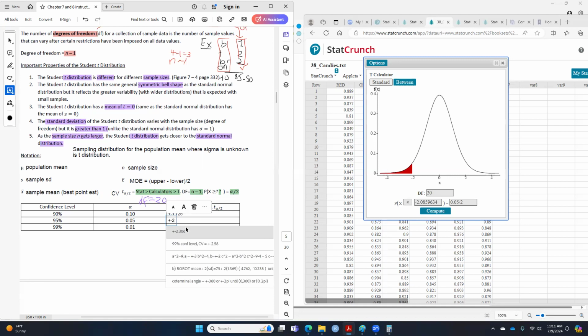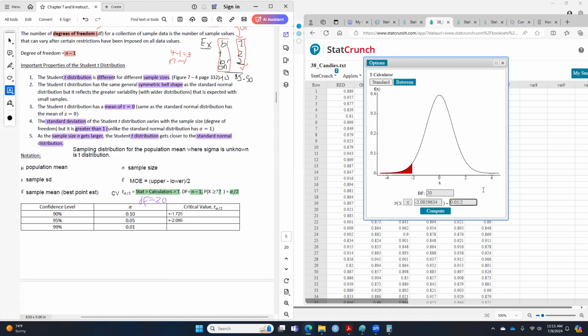Plus minus 2.086. Okay. And then for the 99% confidence level, which is a 1% alpha in this case, your critical value is plus minus 2.845. So this is how you find your critical value. It's a bit different from the normal calculators that you use in this case, because it's a different distribution.